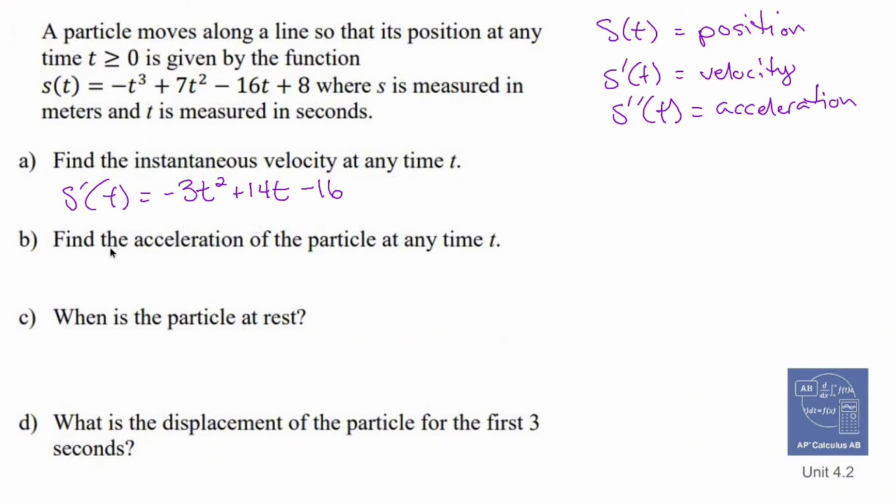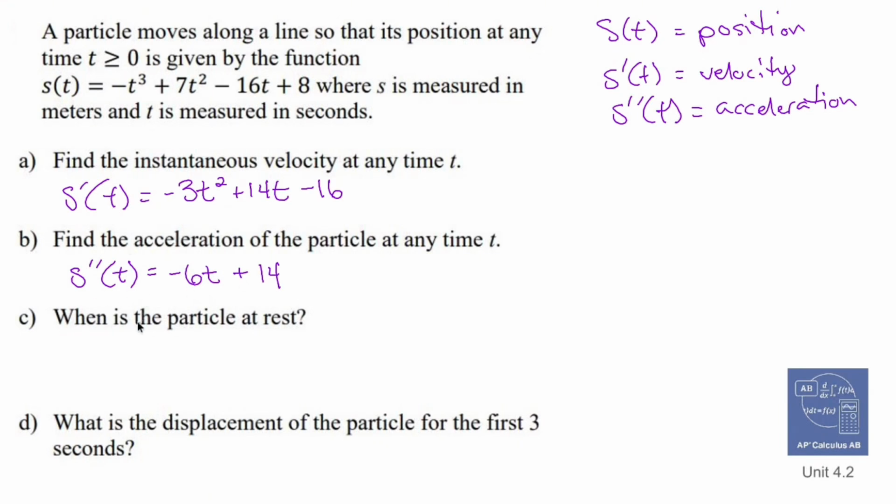Part B is asking us to find the acceleration at any time t. Similar idea, we're going to take the second derivative, which is the derivative of the first derivative. So we're going to use the power rule a couple times again. The derivative of -3t^2 is -6t. The derivative of 14t is 14, and the derivative of -16 is nothing. So that's my acceleration function at any time t.